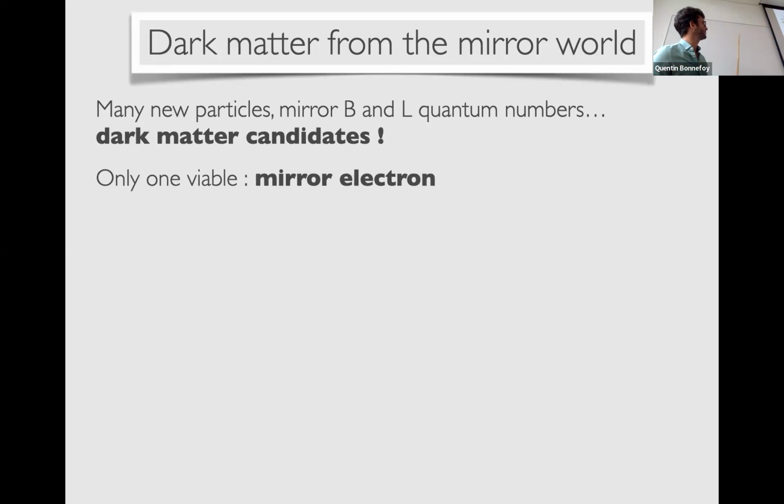there's only one candidate, which is the mirror electron. All the other mirror particles either have color or decay. None of them is both colorless and stable. Good. So your target is the mirror electron in that mode.